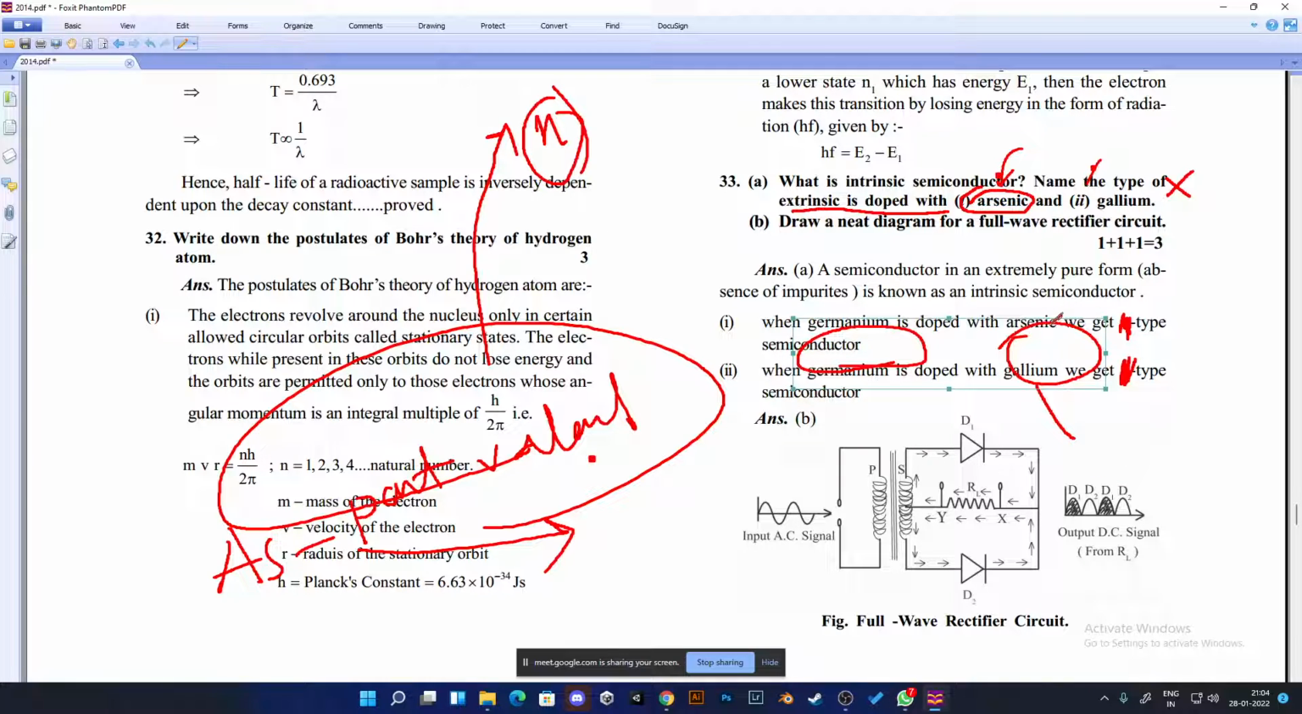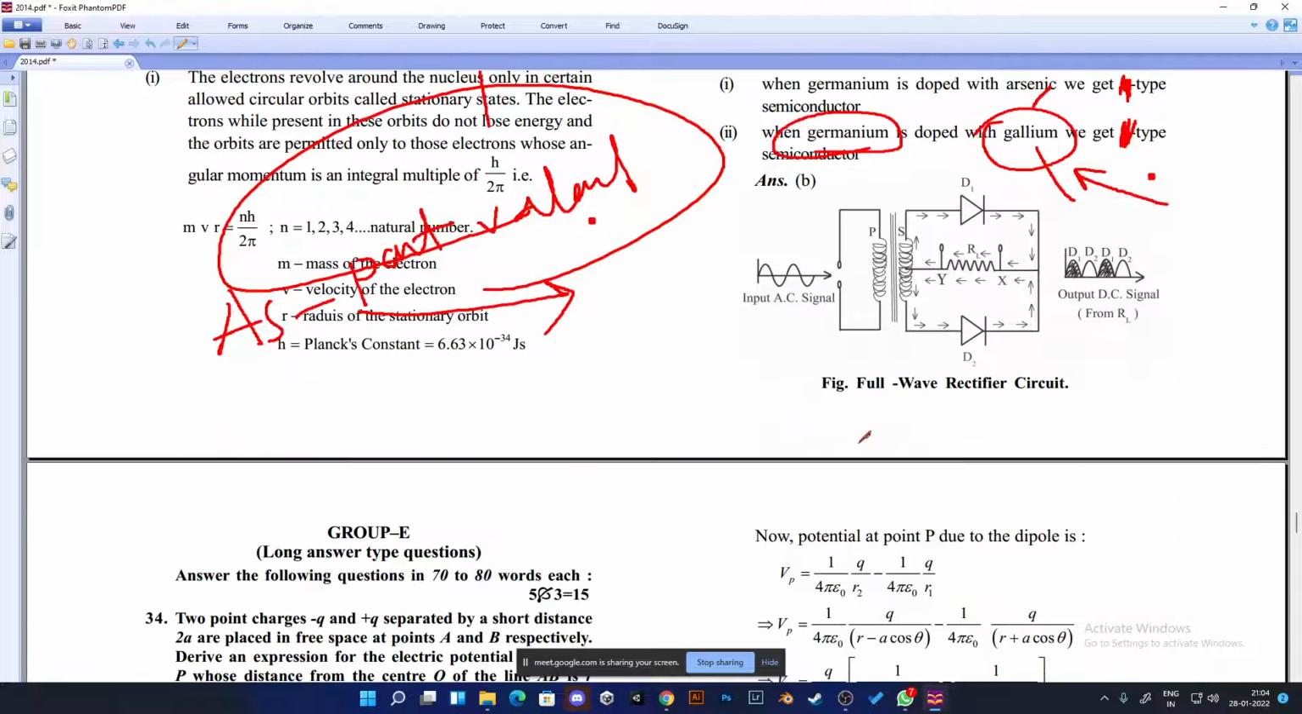P type, because gallium is what, guys? Tell me. Trivalent or pentavalent? Trivalent.